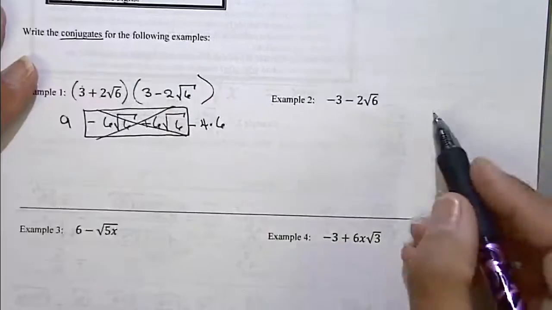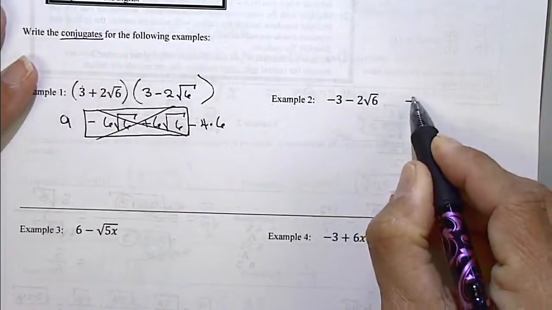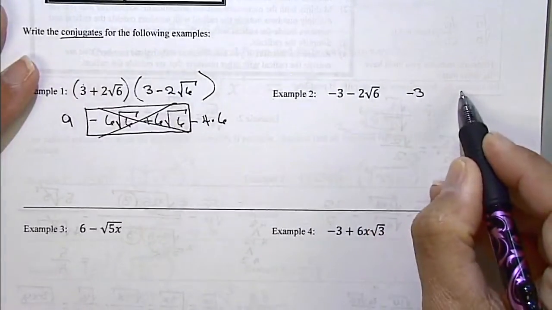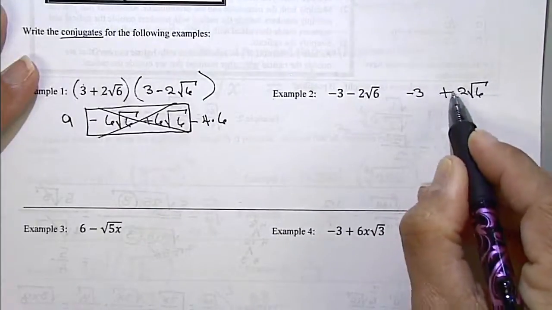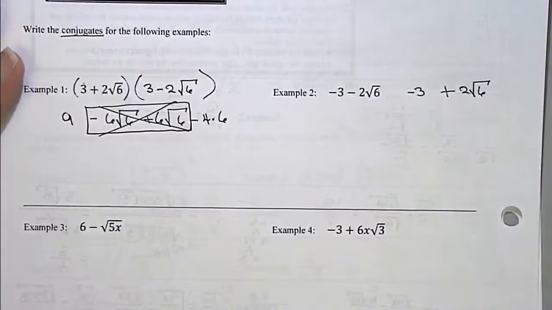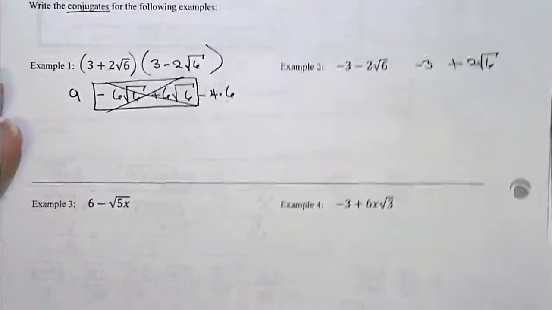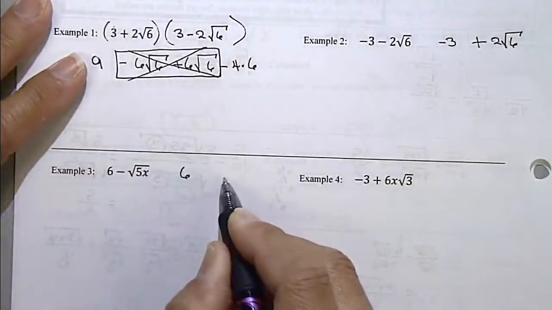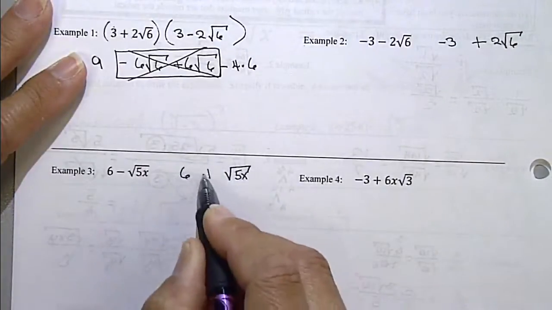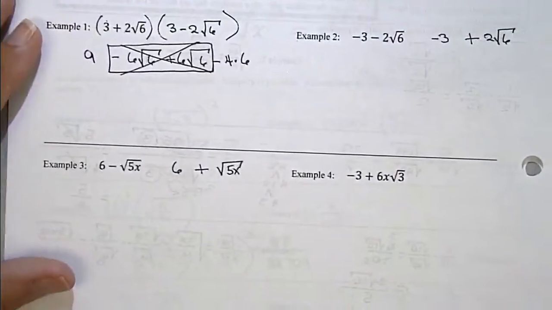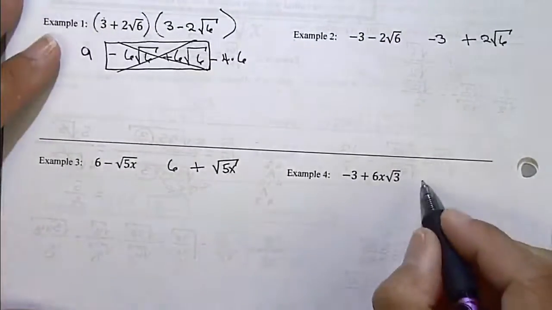Okay, this one, the conjugate would be, we left that first term alone. The second term, we had to change the sign, okay? That's the conjugate. Down here with number 3, terms are the same, right? Sign in the middle changes. Don't you wish it was all this easy? Right? I mean, this is simple, isn't it?